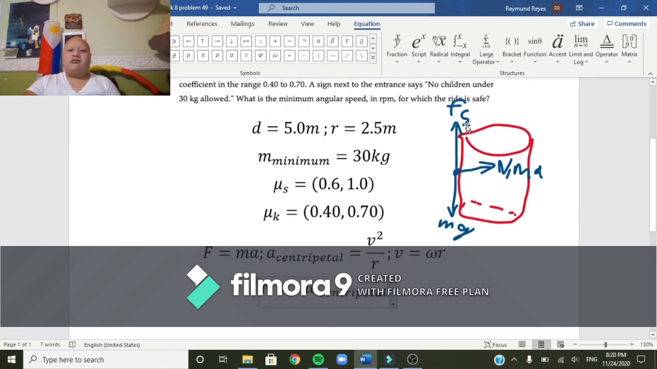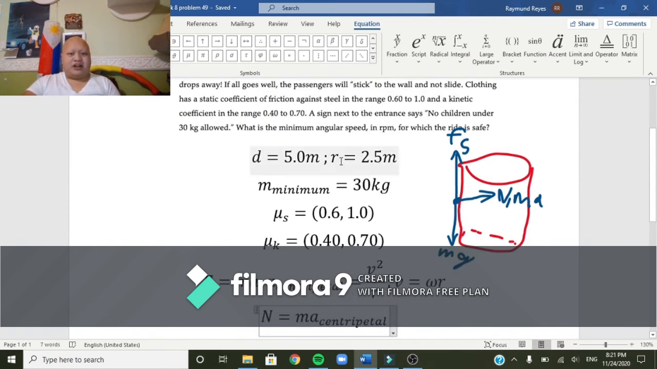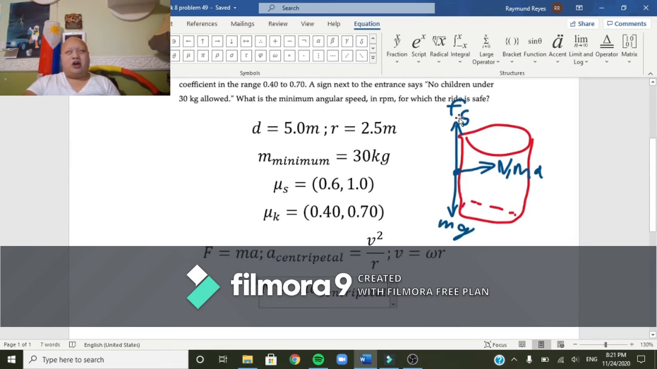The friction force, static friction more specifically, is keeping the people on the ride without falling, assuming that they don't fall. And in order for that, it has to be bigger than the mass times gravitational acceleration. So for the minimum angular speed we need, static friction is going to be bigger than mass times gravitational force.